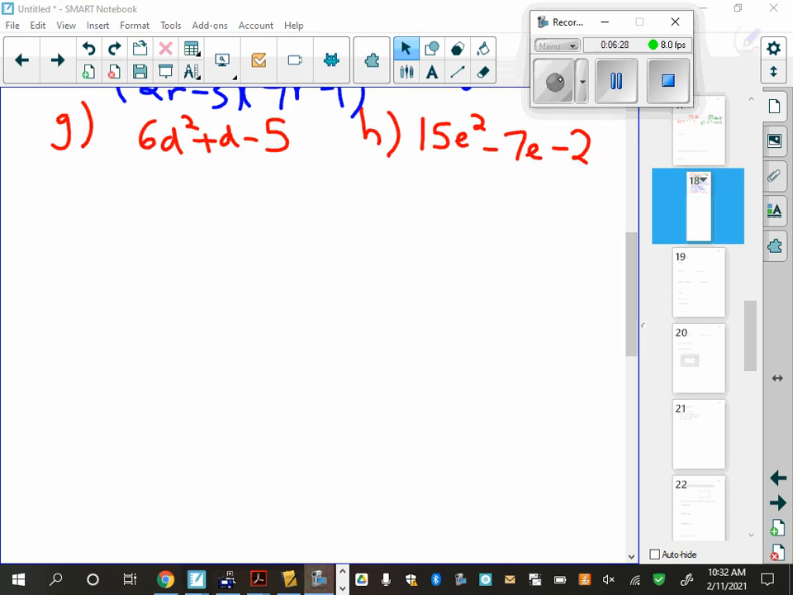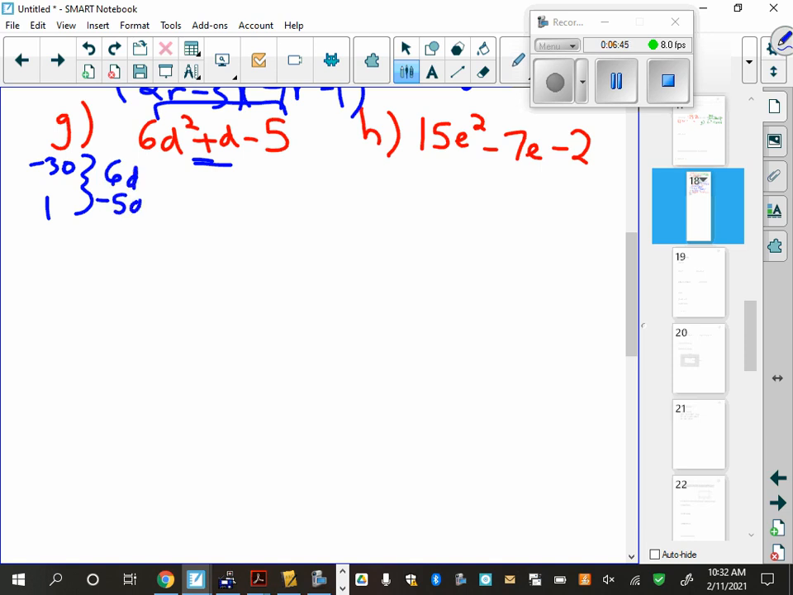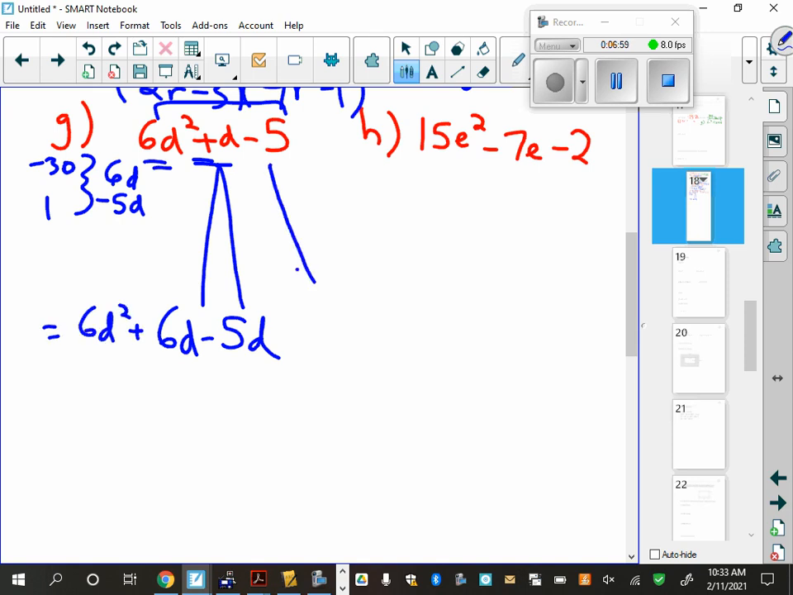Next question. Two numbers are multiplied at -30 and add to what? 1. What numbers are they? 6 and -5 or -6 and +5? 6 and -5, those are real terms. That's what this one breaks down to. 6D subtract 5D. Everything else stays the same. 6D squared, come on down. And the next contestant there, -5, come on down. Slice and dice. You get a 6D, D plus 1, subtract 5, D plus 1.